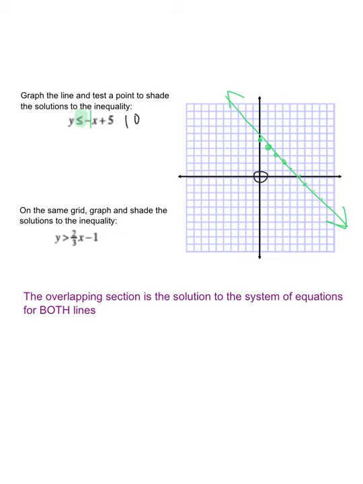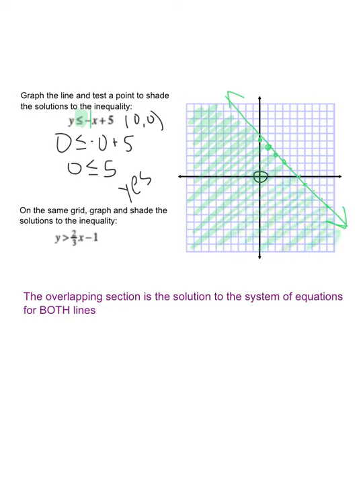So we're going to try 0, 0 as the x and the y. So 0 is less than or equal to negative 0 plus 5. 0 plus 5 is 5. Is 0 less than or equal to 5? Yes, that's true. So then we will shade that, and all the other points on this side of the line are true as well.